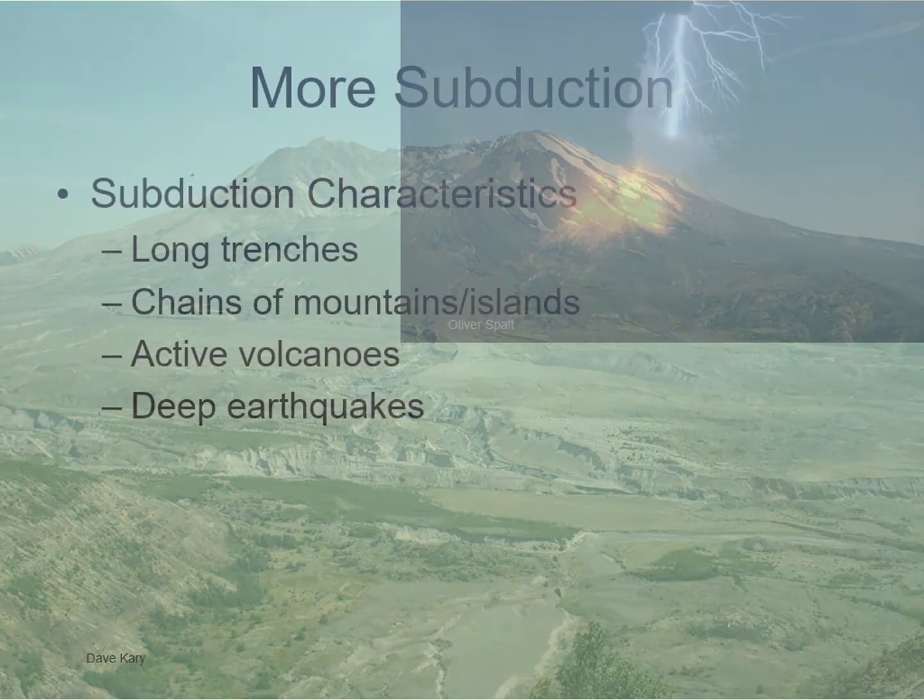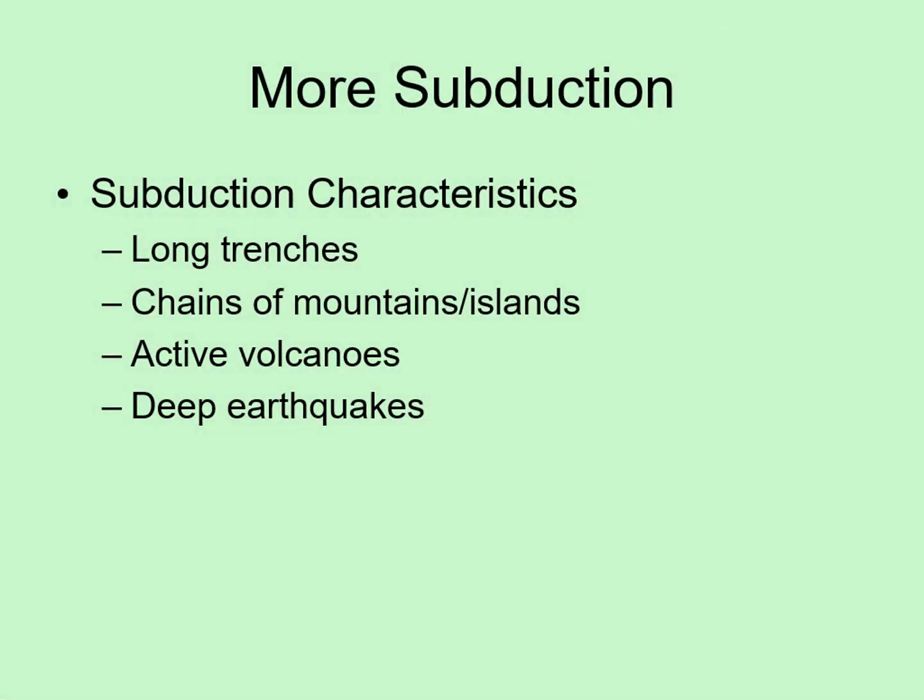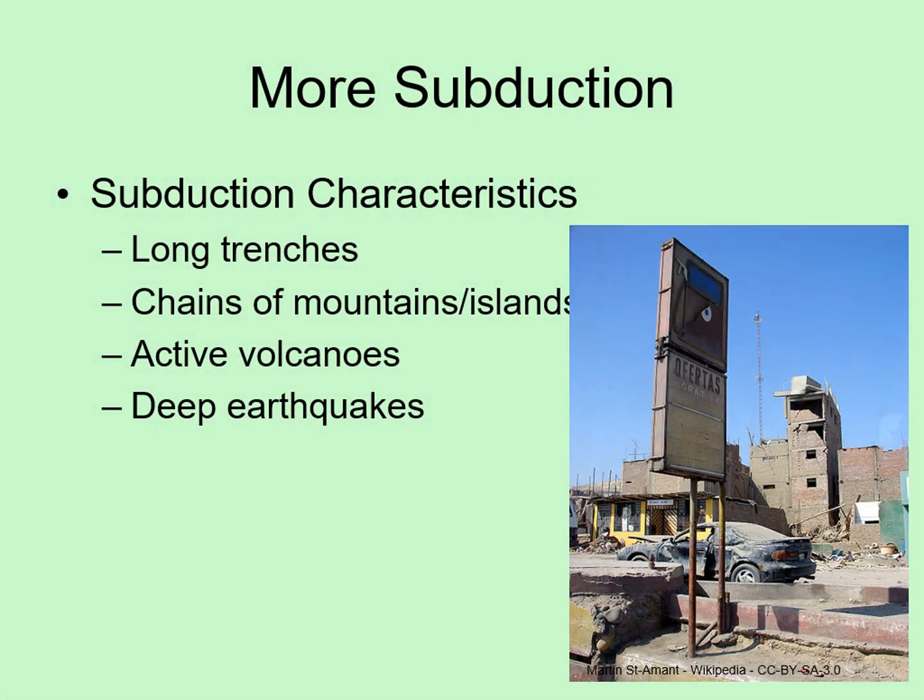Finally, subduction zones are characterized by large, deep earthquakes, such as the one that happened here in Peru. The two plates are grinding against each other where they meet at the base of the upper plate, so the pressures are very large. When one plate slips against another, a large section can move, causing powerful quakes.